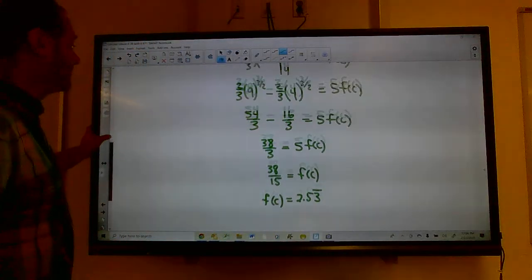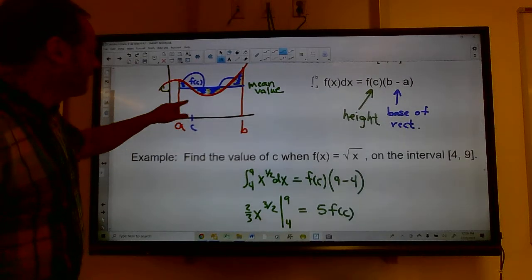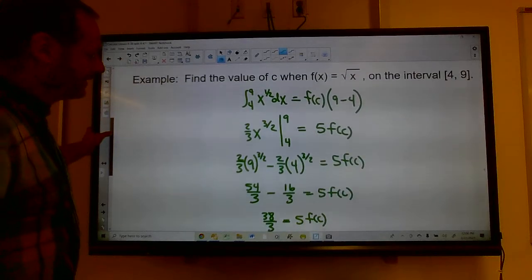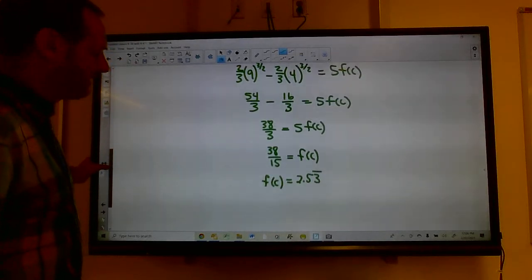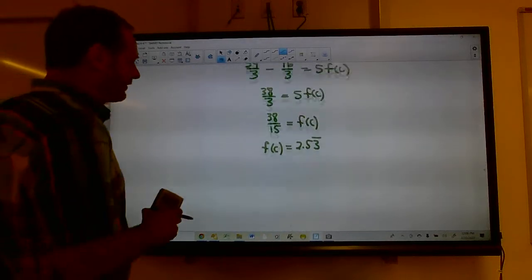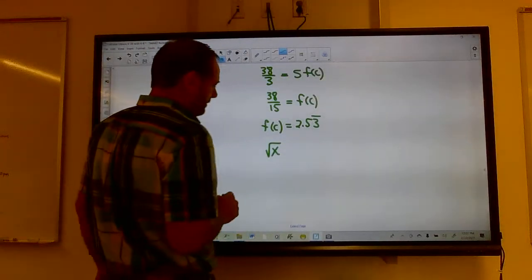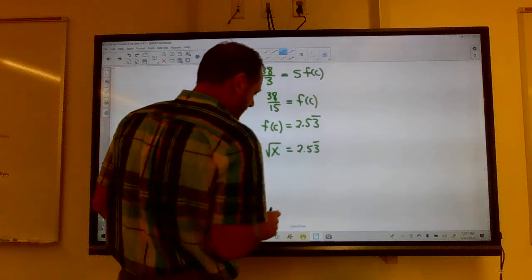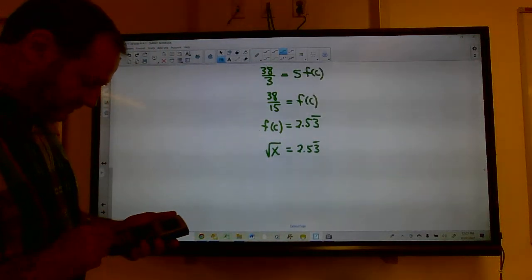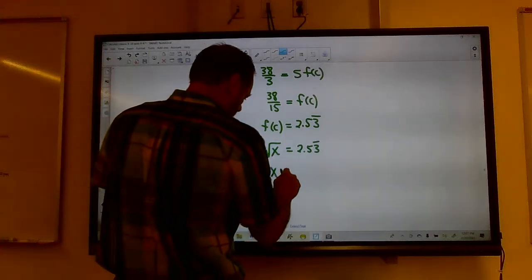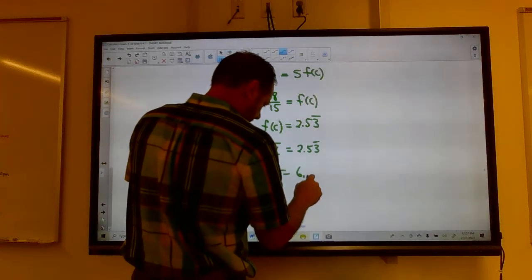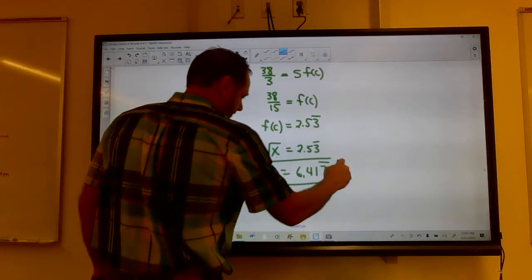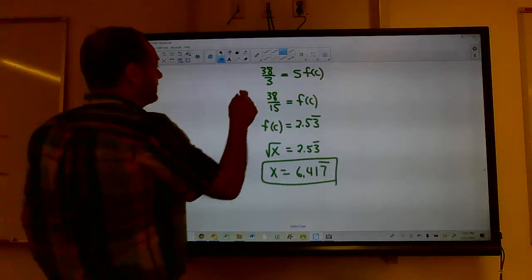Now, I was supposed to find c. So I'm trying to find this point right here. I found this point. I'm trying to find this point. So if f of c is 2.53, then the square root of x, okay, that's f of c, is 2.53 repeating. So I'm just going to square this. So x is 6.417 repeating. Or I should say c.